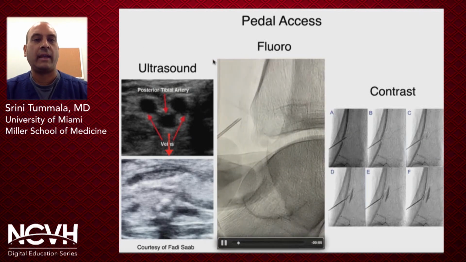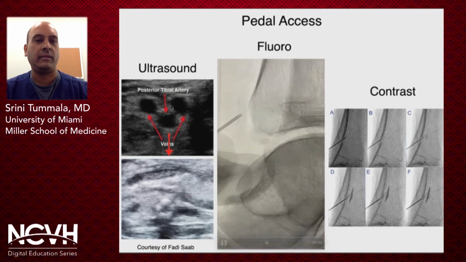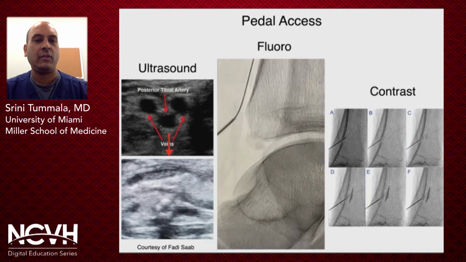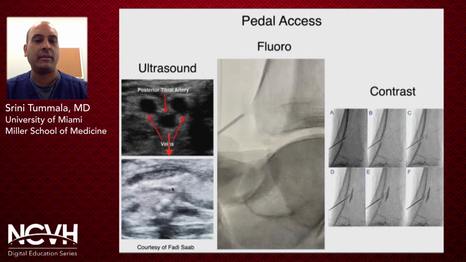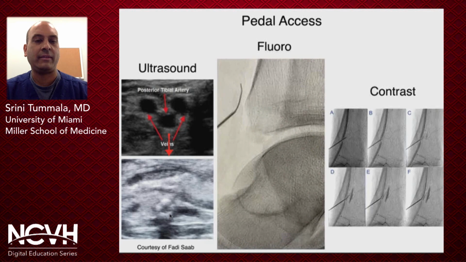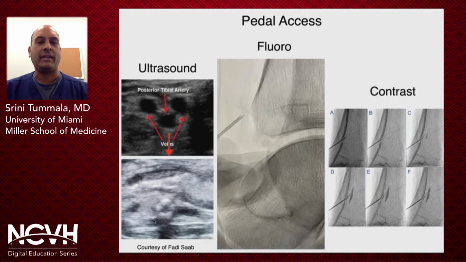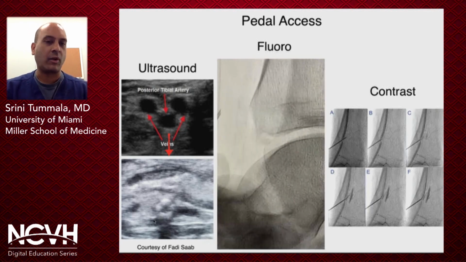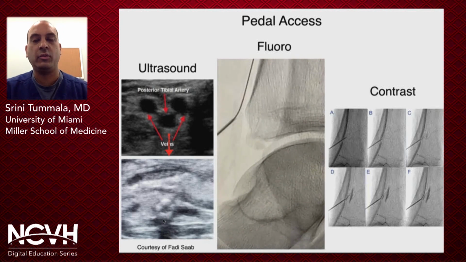You can do it ultrasound guided, as in these images over here. And remember, this is a normal posterior tibial artery, but that's not what they typically look like. If you've never seen this before, they typically look like this. They're heavily calcified, they're diseased, chronically scarred down, and sometimes even occluded.